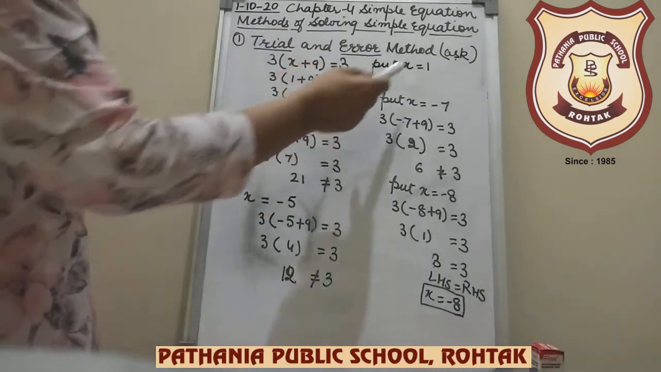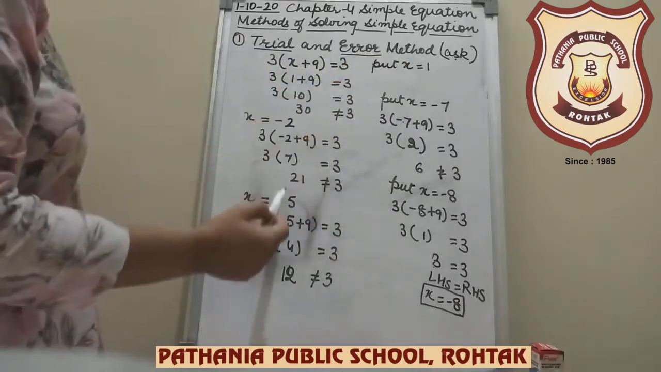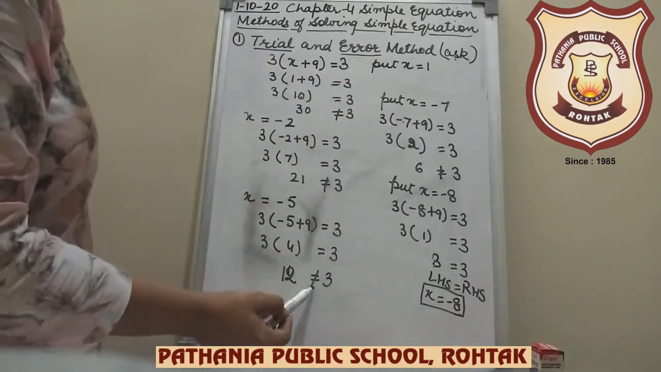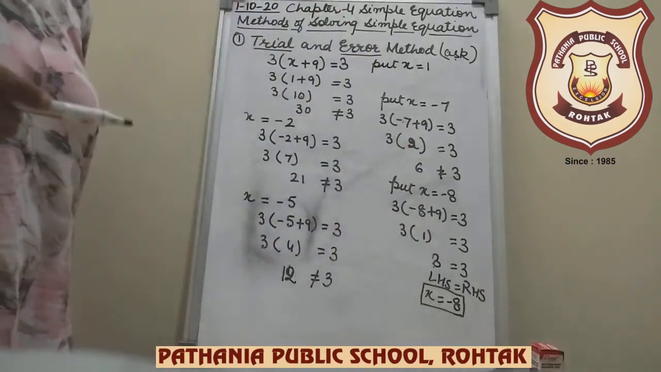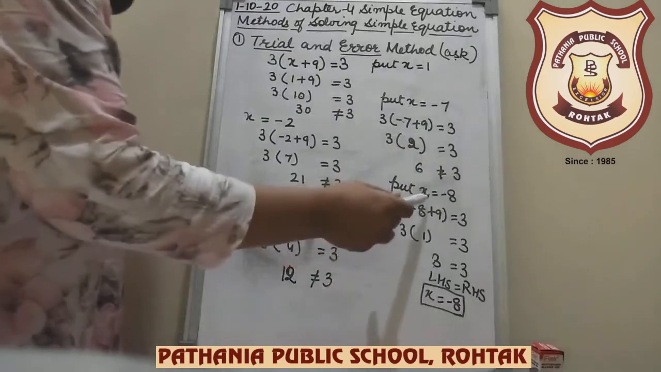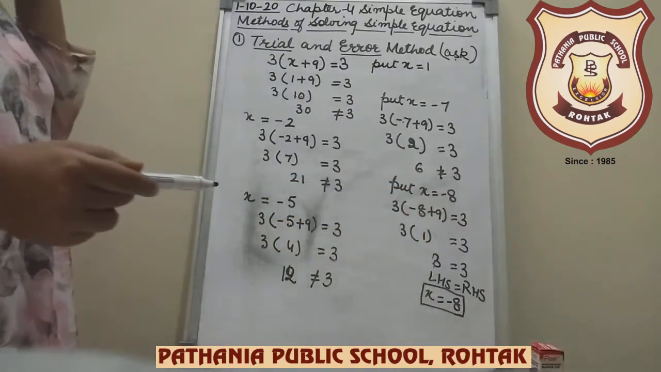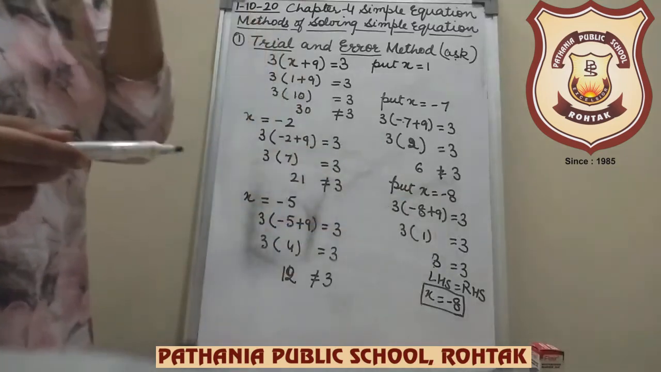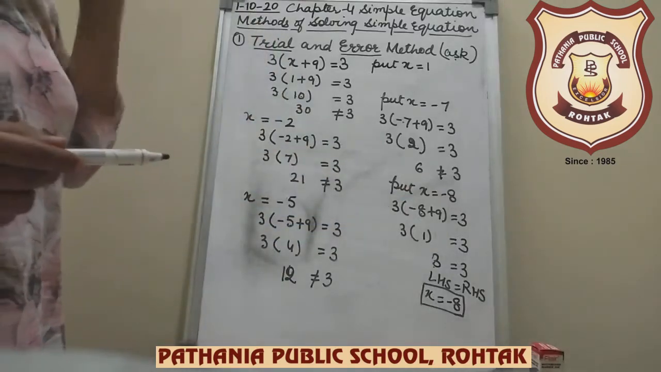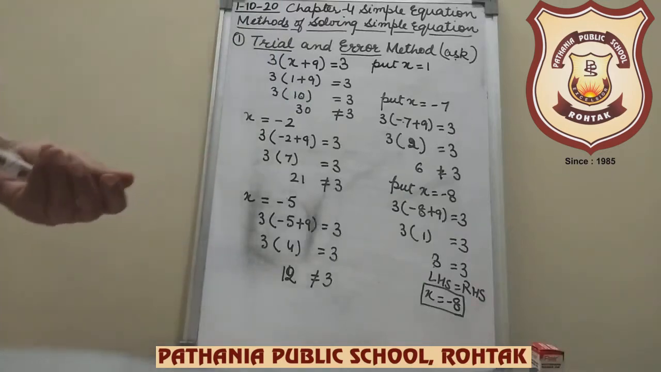So you have done with 1, there is an error. With minus 2, there is an error. With minus 5 also there is an error. And with minus 7 also there is an error. So only this value x is equal to minus 8 is the only value for the variable where you will get the answer. This is the solution of the equation, and this is trial and error method.